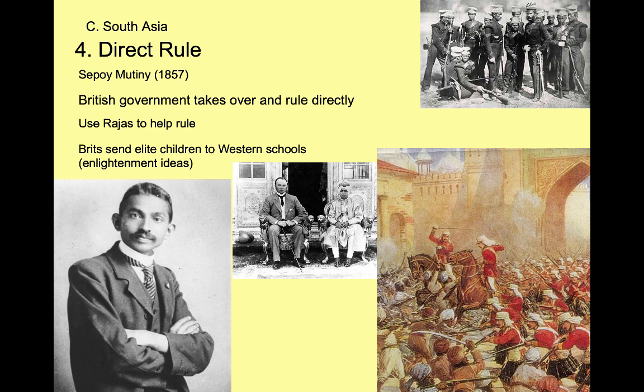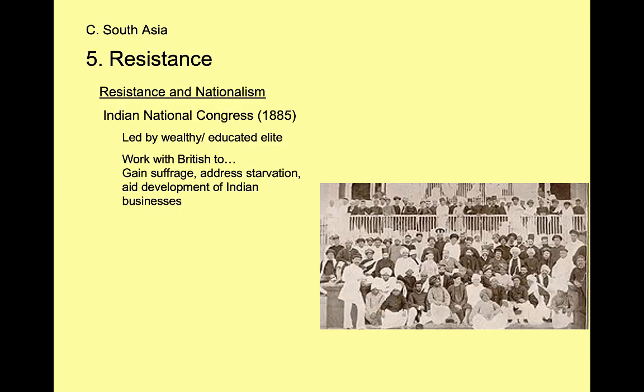By the way, if you don't know, this is a young Gandhi. He is going to be one of these young people who go and get Western educated and bring back these Western ideas of Enlightenment and nationalism back to India and ask for self-home rule. So let's talk about this resistance. Now, certainly, the Sepoy Mutiny is an example of violent resistance, but here is an example of more diplomatic resistance.